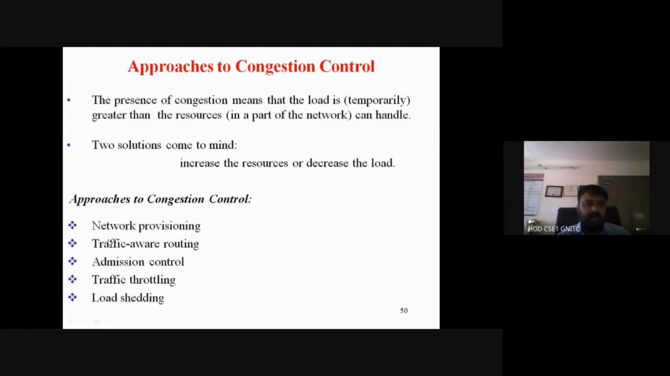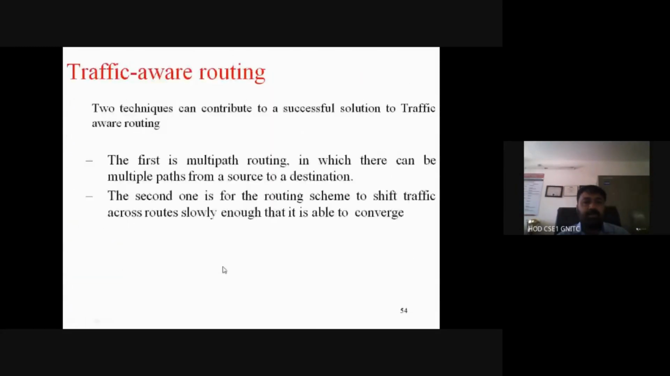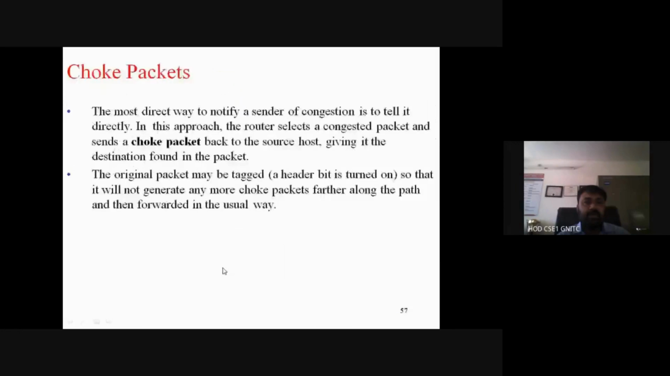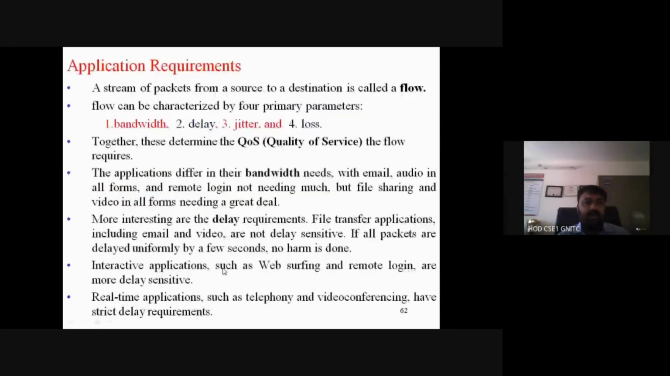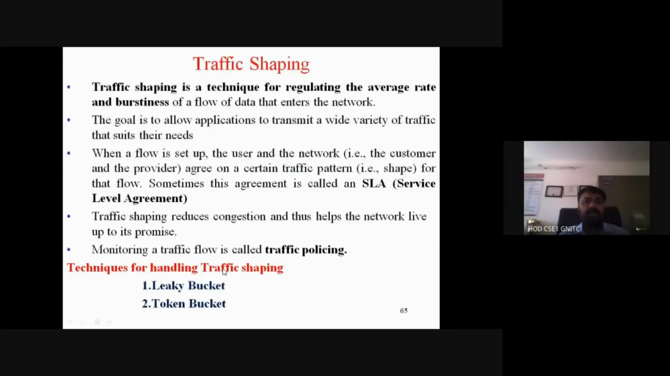You see here, traffic aware routing is one, traffic throttling is another, and now what we are having is traffic shaping. So three are different terminologies.